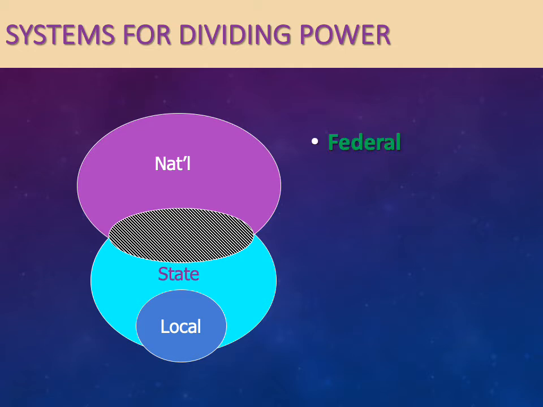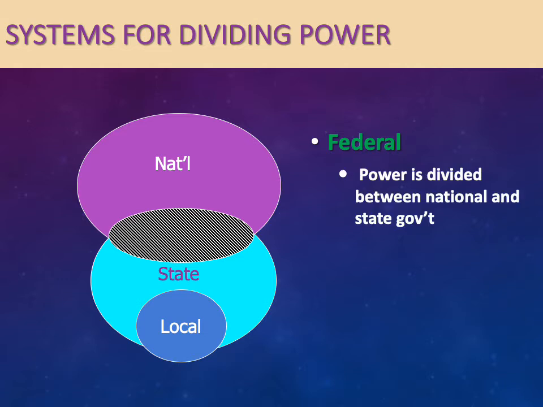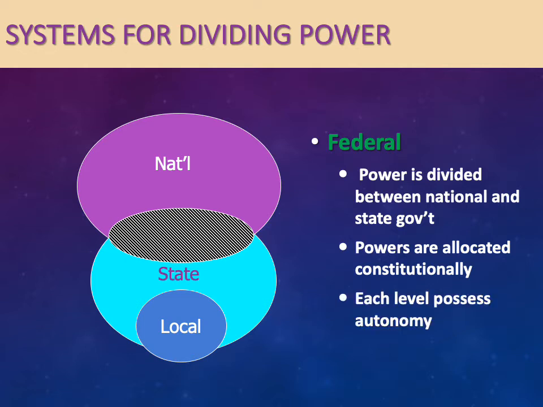The kind of system that we have in the United States is known as a federal system. It is a power sharing relationship, and power is divided between the national and the state governments, and power is allocated constitutionally. If you want to know what the national government can do, you'll look in the Constitution. If you want to know what states can do, you'll look in the Constitution. And so the powers are defined in the Constitution. And as we're going to see, each level possesses an amount of autonomy.